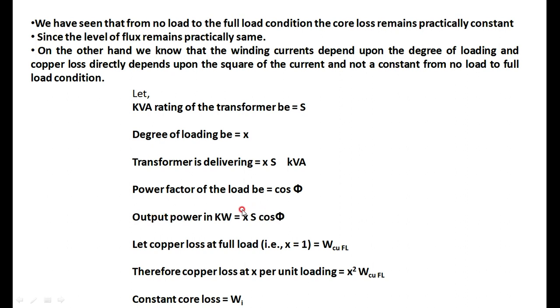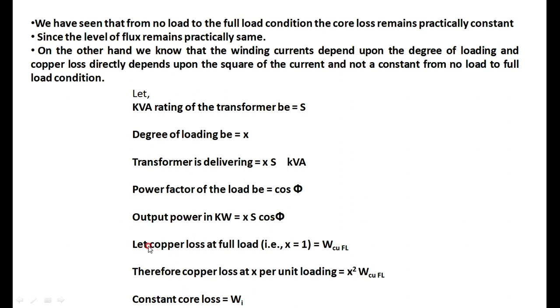In general, the equation for the output of the transformer is the loading factor multiplied by the rating of the transformer multiplied by the power factor of the load. That is, you have to remember that the output of the transformer is given by the loading factor multiplied by the kVA rating of the transformer multiplied by the power factor of the load.